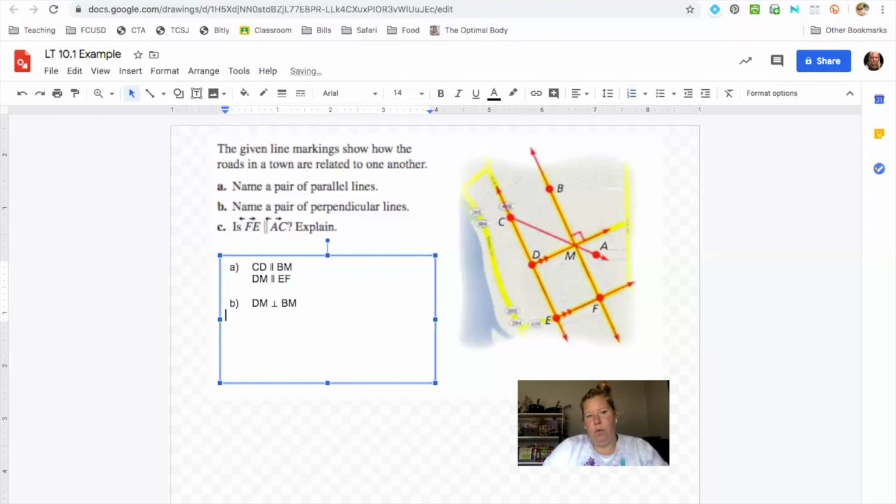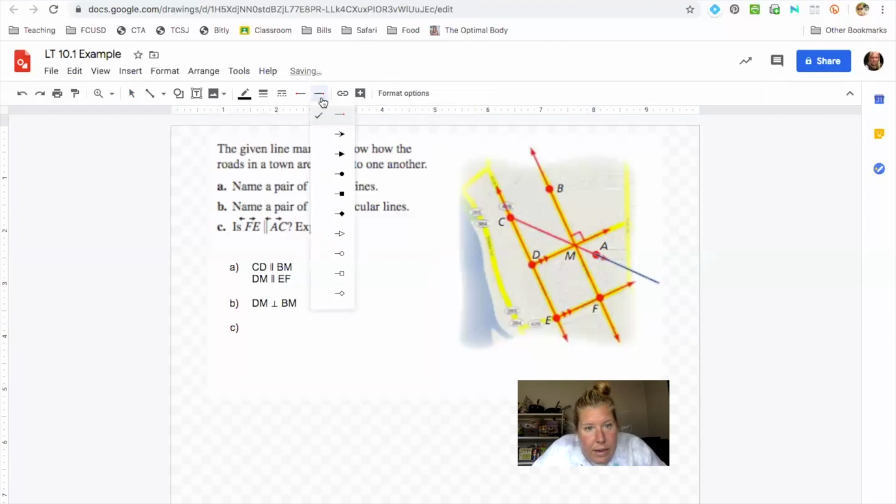Now, the third question says, is SE, or EF, same thing, right? This ray right here, is that parallel to AC or CA? I probably should have written it CA because it's also a ray. So let's investigate that a little bit further. They are not touching yet.